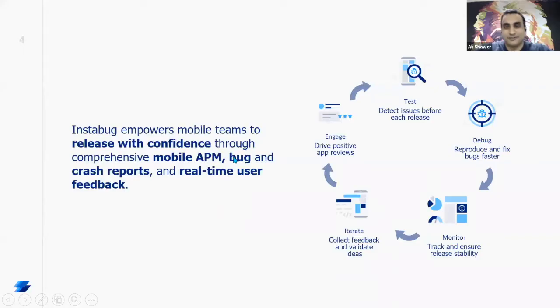Your entire life cycle. So basically, Instabug makes sure that you can release with confidence. Through our application performance monitoring, bug reporting, and crash reporting, we have thorough data to support this. We give you the ability to detect those issues, debug them, and reproduce them, so we can save you a lot of time and money. Monitor and make sure that you don't get any regressions and you don't see those issues again. Collect valuable feedback and try to drive positive app reviews, so you just win over your customers and make sure that your users don't churn. How do we do that?